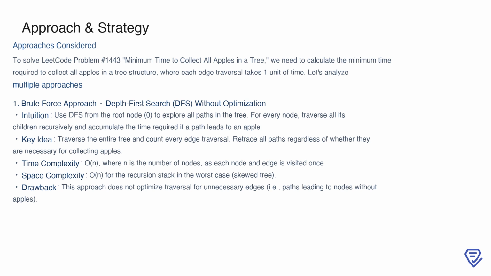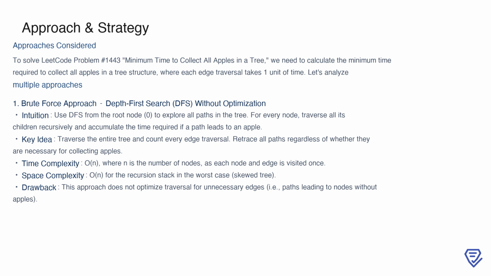If a path leads to an apple, we accumulate the traversal time for that path. The advantage of this approach is its simplicity, as it processes each node and edge exactly once, leading to a time complexity of O(n). However, the major drawback lies in its inefficiency. It doesn't eliminate unnecessary paths.